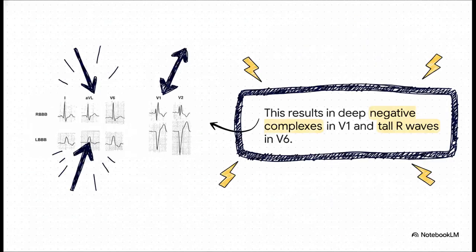And this complete reversal creates a really dramatic pattern on the ECG. Think about it. In lead V1, since all the electricity is moving away from it, what you see is this deep, wide, negative complex. But in V6, which is watching that entire wave come straight at it, you get a broad, tall, and almost entirely positive R wave. We call that a monophasic wave, because it's pretty much all going in one direction.